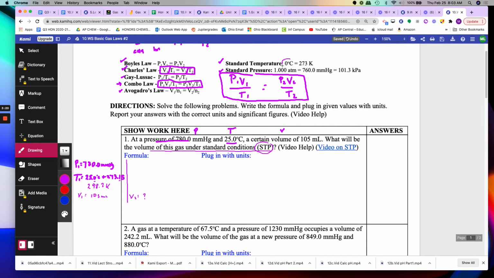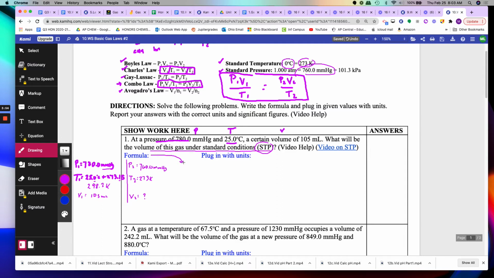Standard temperature is 0 degrees Celsius or 273 Kelvin. So T2 would be 273 Kelvin. And P2 should be given as well. I should only have 1 missing. So P2 is, okay, I have the standard pressure to be 1 atm, and I'm going to use the same unit as millimeters of mercury, so I can cancel that. So P2 would be 760 millimeters of mercury. Okay, so these are my givens.